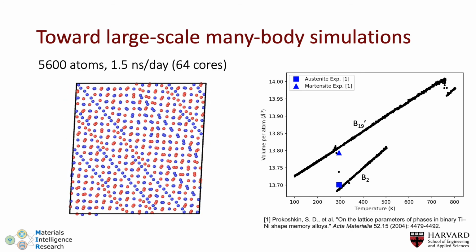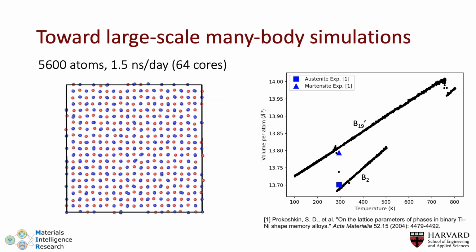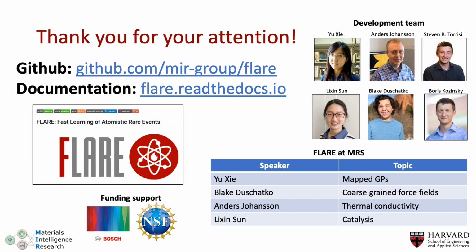You can see the square and triangle are the experimentally measured atomic volumes, and they're in excellent agreement with our model predictions. The code that we use to train our models is available on GitHub. It's open source. We also have some documentation if you're interested in using it.